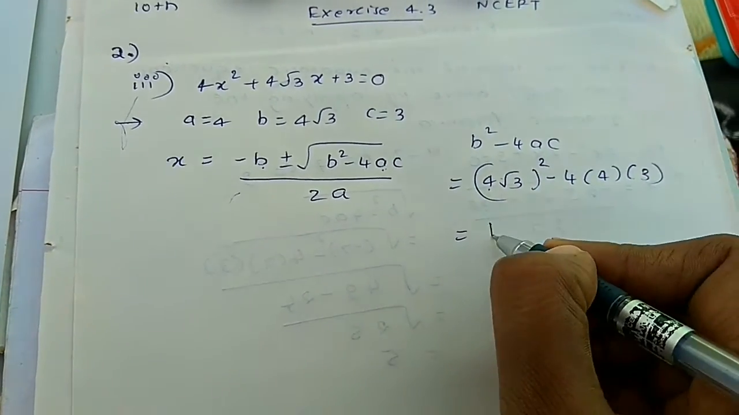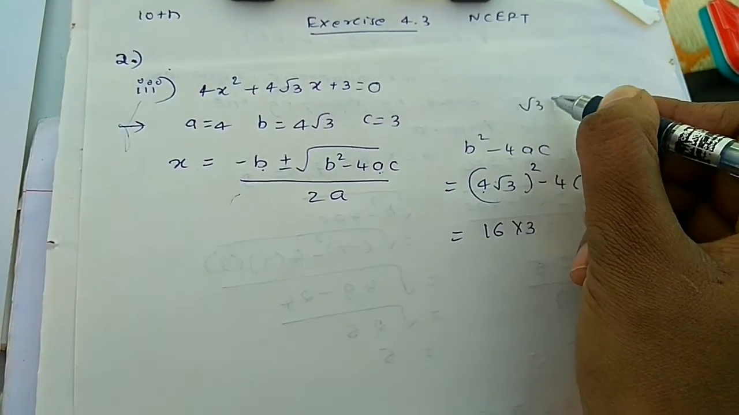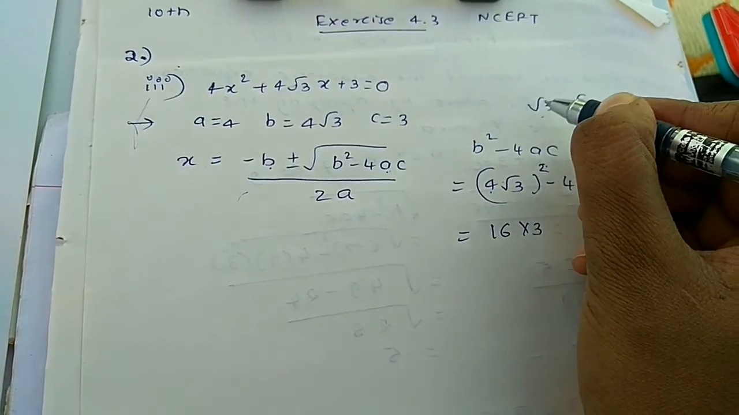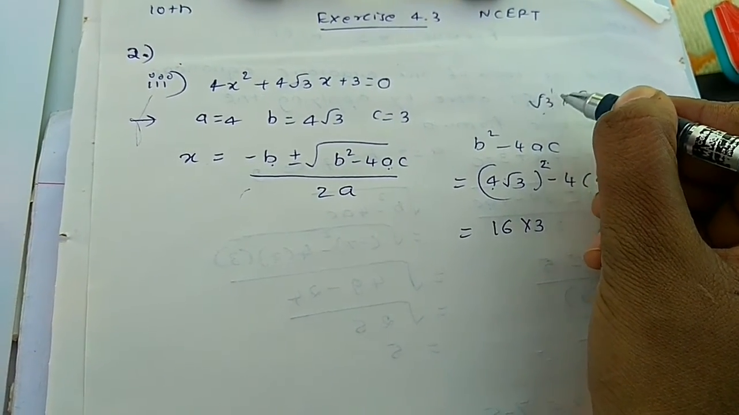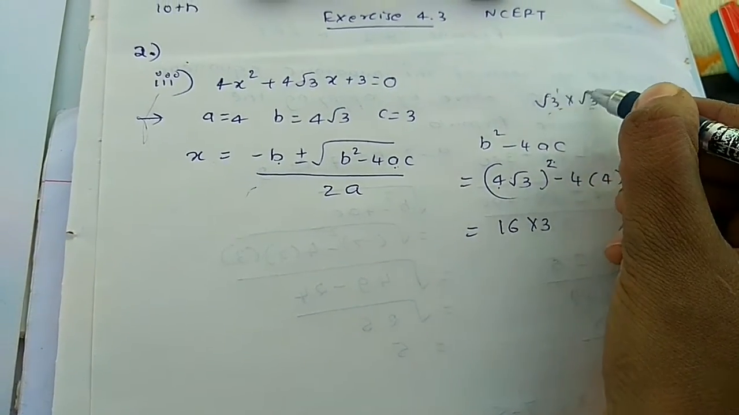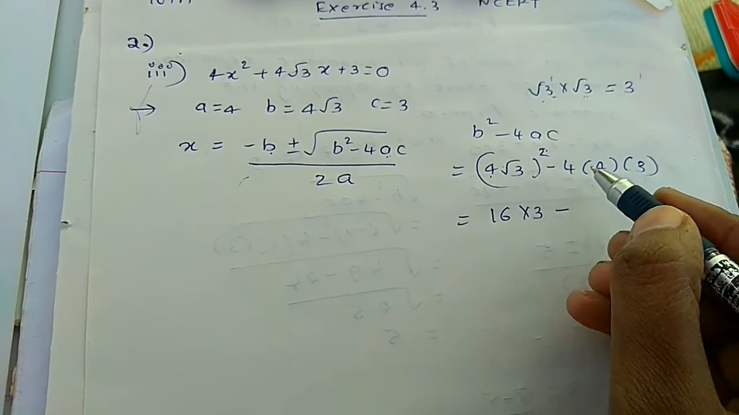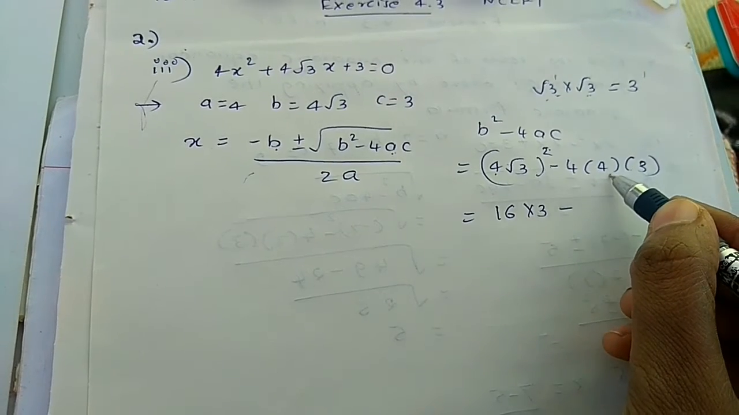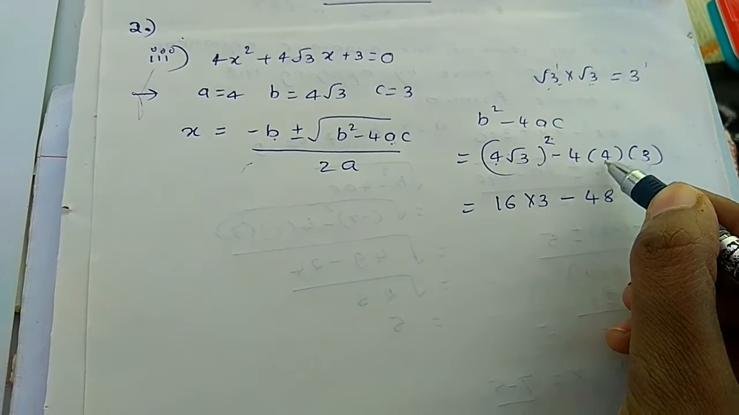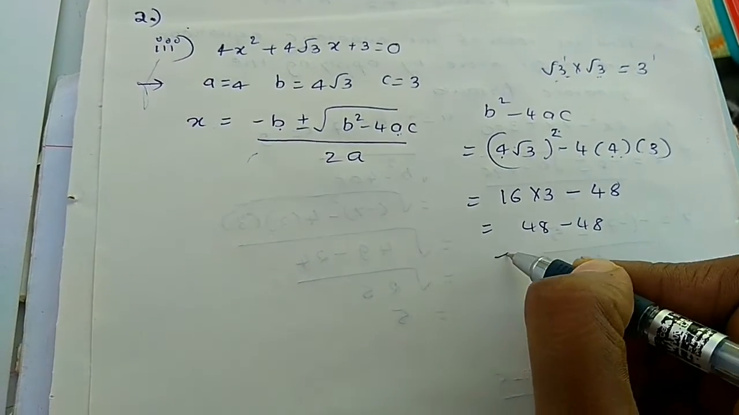So 4 square is 16 and root 3 square is 3 only. Root 3 into root 3, two times you have to multiply to find the square. As I told you in earlier videos, root means power half. We keep the 3 as it is and add those half powers, so that will be 1. So 3 raised to 1 is 3 only. Minus 4 into 16 into 3: 16 times 3 is 48, or you can do 3 4s are 12, 12 4s are 48. So 48 minus 48 is 0.